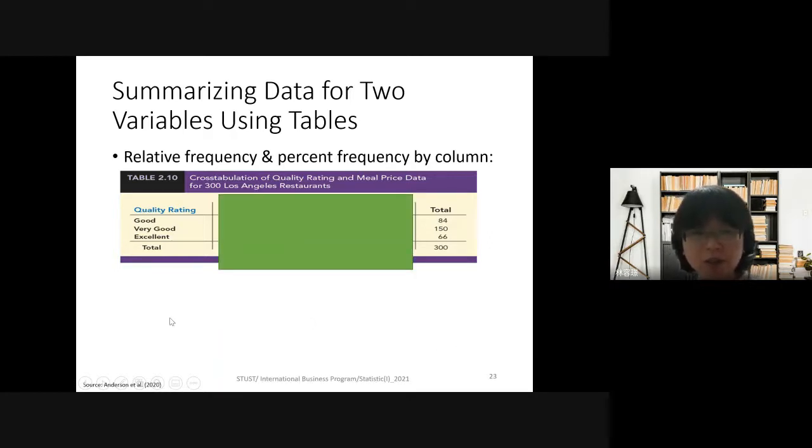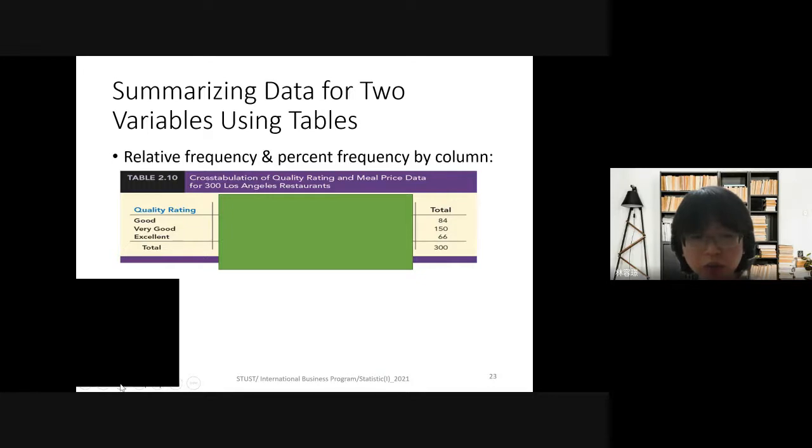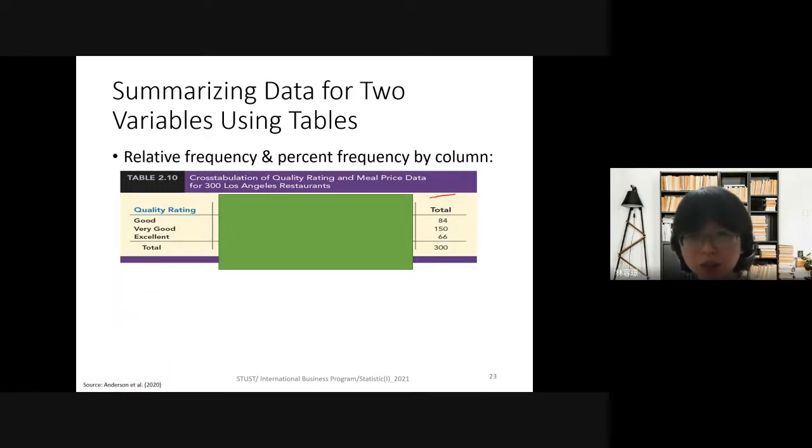First, if you get such a table, you have to look at this part, the quality rating based on the data set you get. The quality rating for good is 84, for very good is 150, and for excellent is 66. So the total is 300.